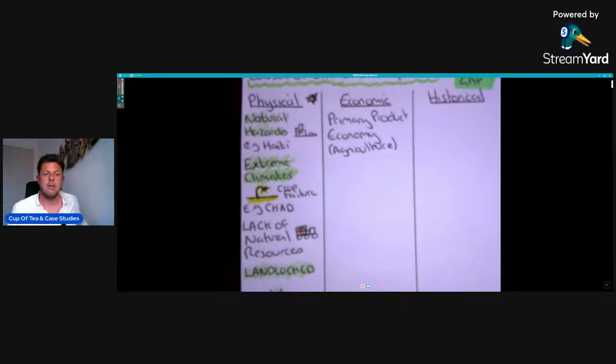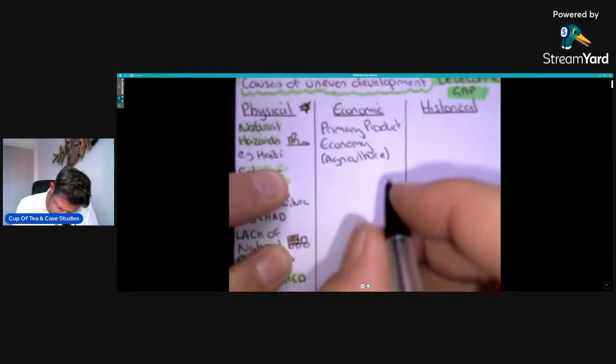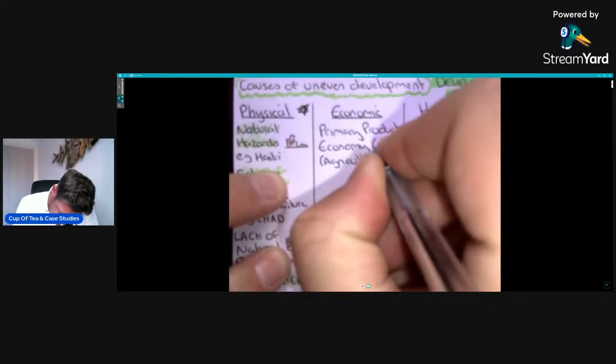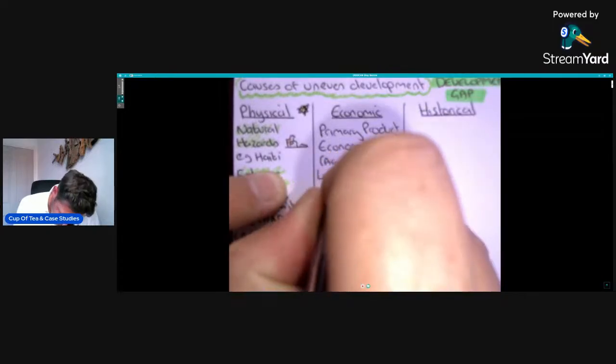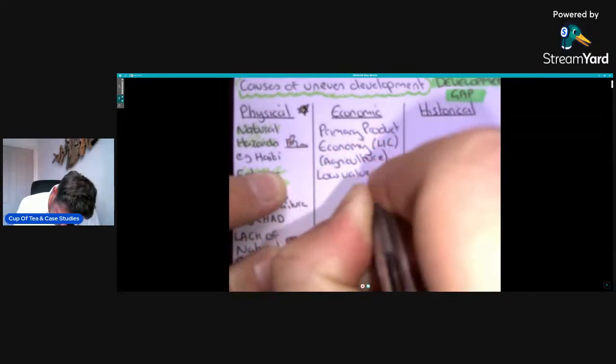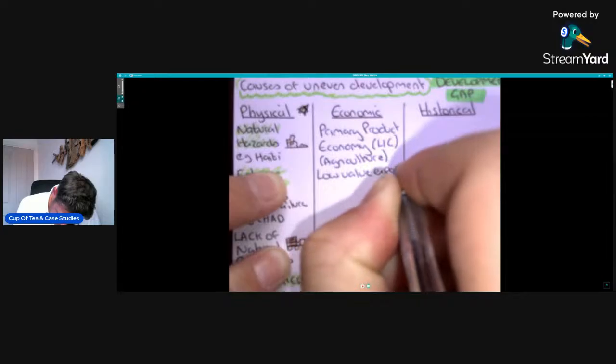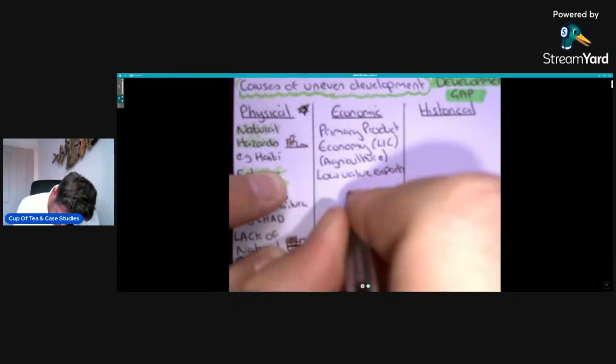You're going to have to sell things like cars, yeah? Manufactured, high-tech manufactured, aeroplane engines like we make in Derby up the road, Rolls-Royce. Those products are worth more value. So poorer countries tend to have primary product-based economies. These are LICs, and these are low-value exports. They're never going to get you rich.